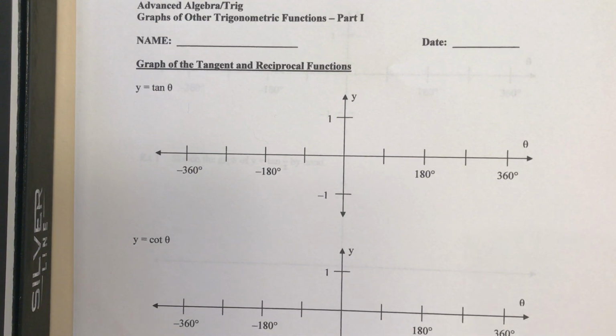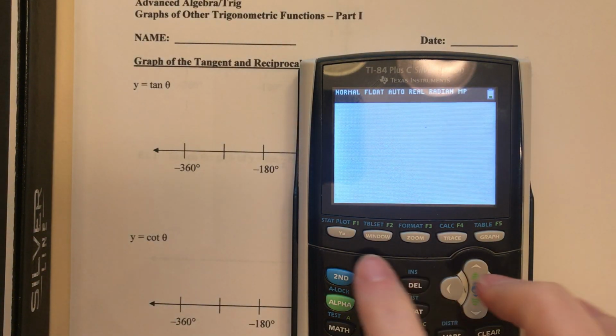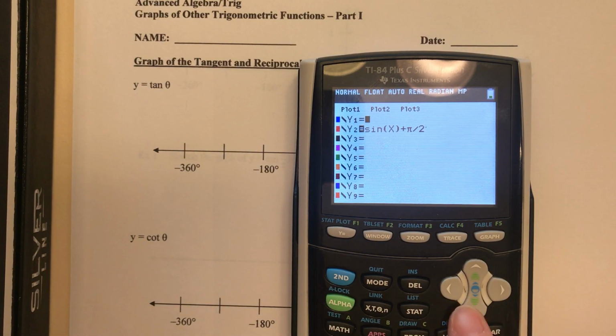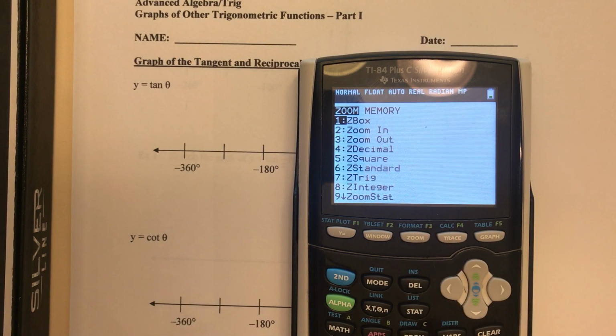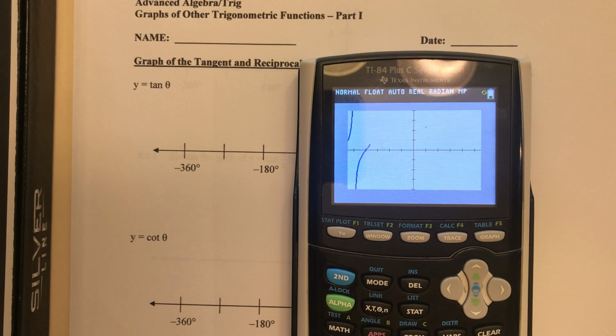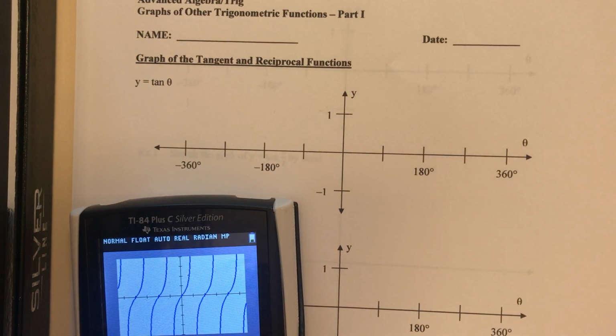So first thing we're going to do is let's take a look at our calculator. So I'm going to go to my y equals. And I'm going to type in the tangent of theta, which I'm just going to use x. Go ahead and do zoom 7, right? 7 is your trig graph. And it should look like this. Okay, so let's draw a sketch on our paper here.